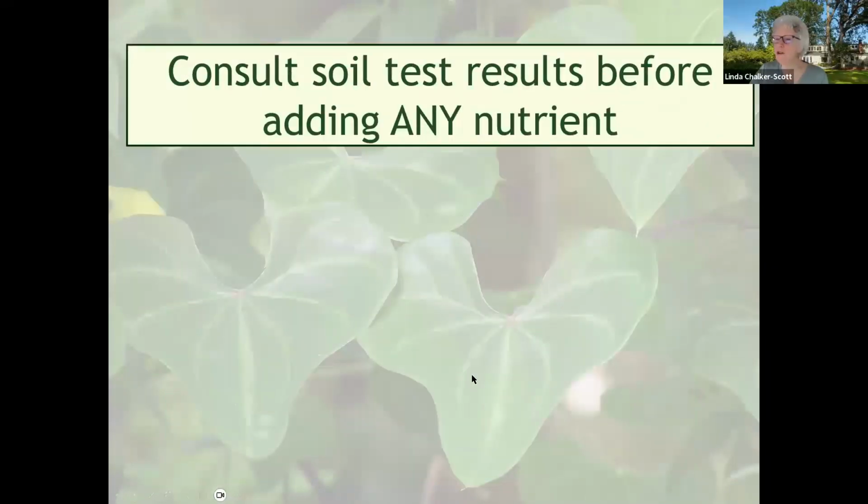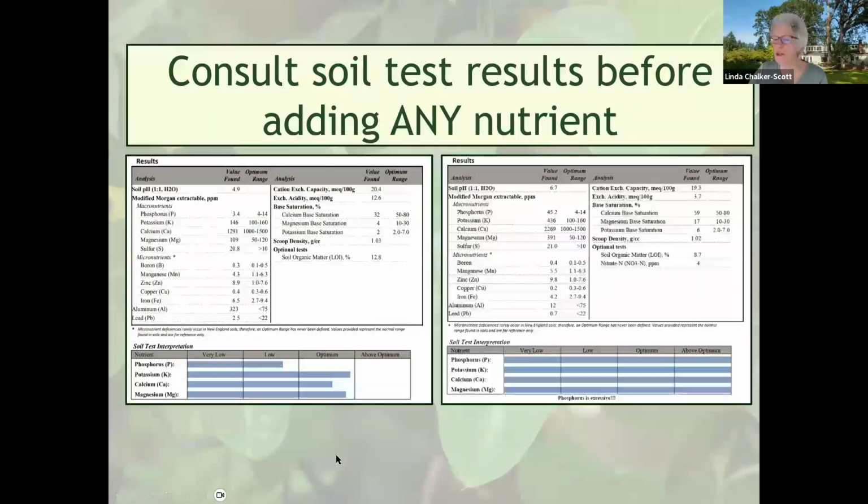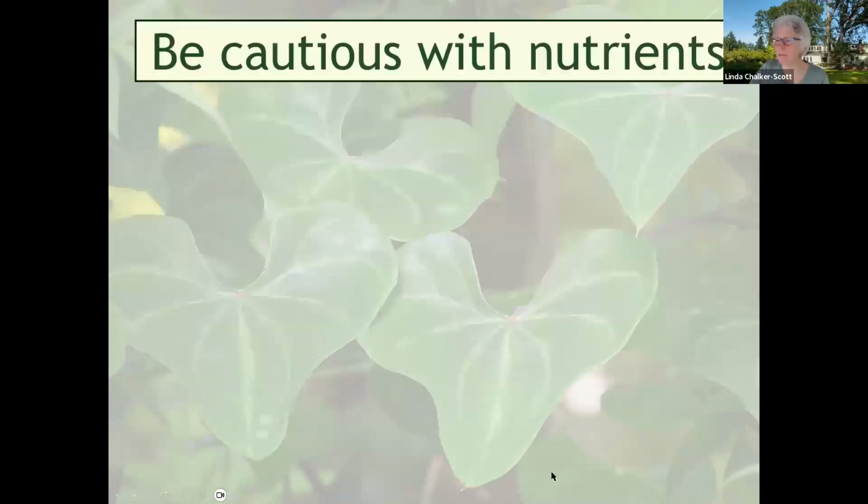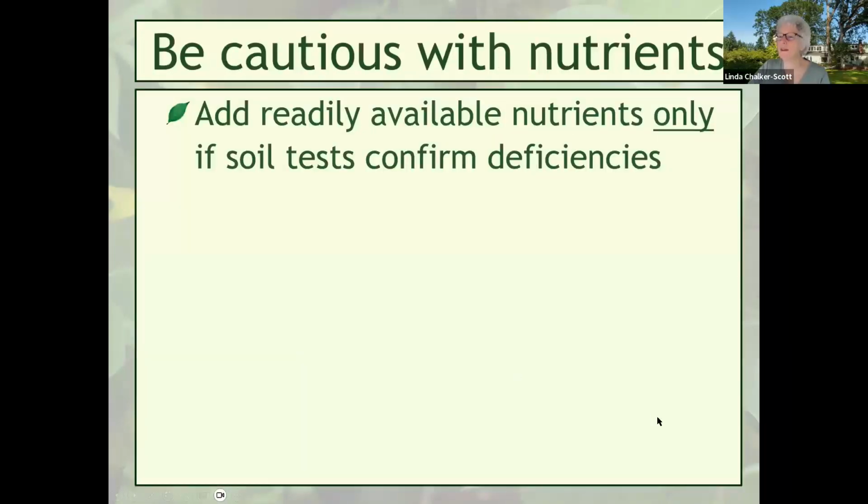So my tips I'm going to leave you with: be sure to look at your soil test results before adding anything. Don't assume you need something just because somebody told you in a nursery you need to buy these products for your plants. That's called upselling. You don't need to be upsold. Look at the levels. If you're optimum or above optimum, don't add anything. Same with the organic matter. Be really careful with this.